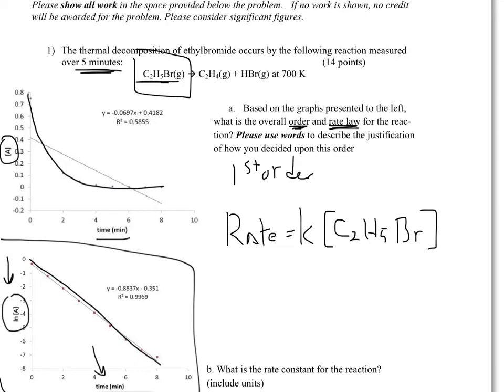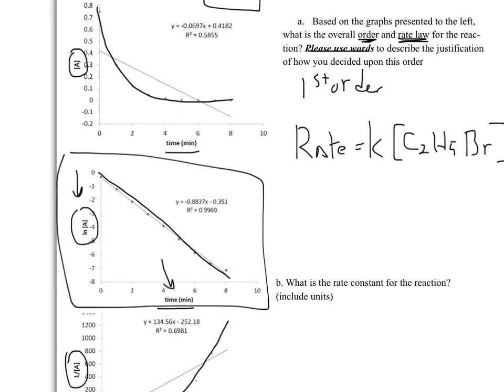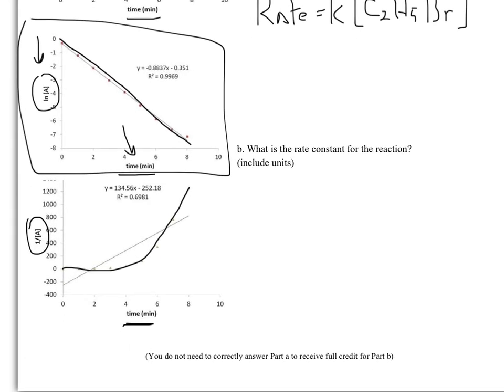And so in terms of the words to justify that, you can say that it's only one molecule, or you could say that the treatment of the natural log of the concentration versus time produces a straight line to give you that rate law. For the second part of this question, you have these graphs, and I mentioned that you do not have to have the correct answer to part A to receive full credit for part B.